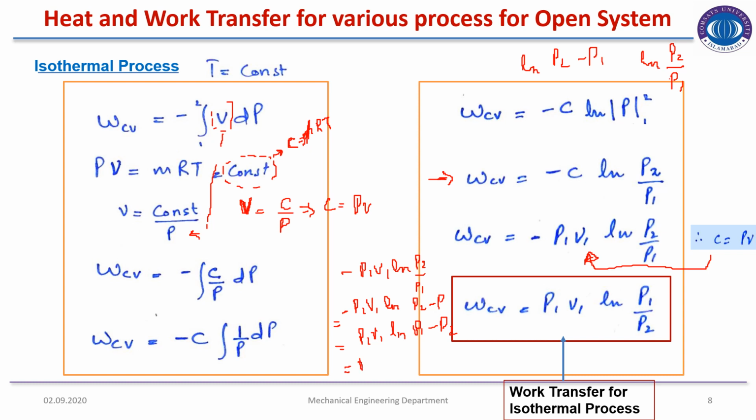So it will be written as P1 V1 natural log P1 over P2. We have changed it so P1 goes up and P2 comes down. So the control volume work done for an open system for an isothermal process is P1 V1 natural log P1 divided by P2.